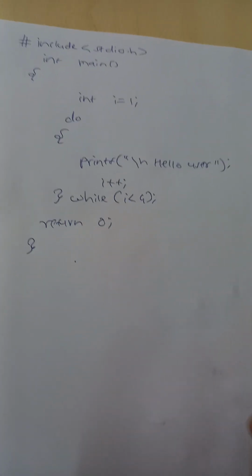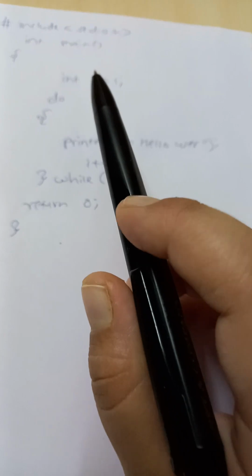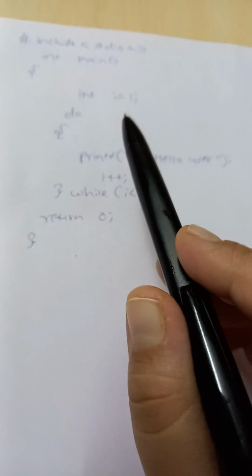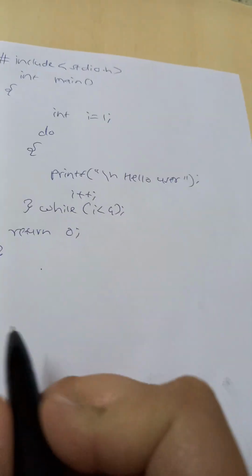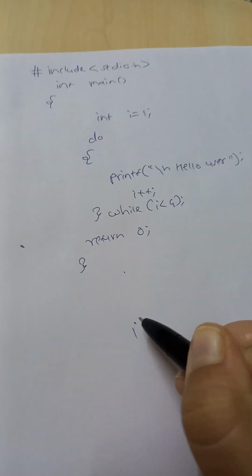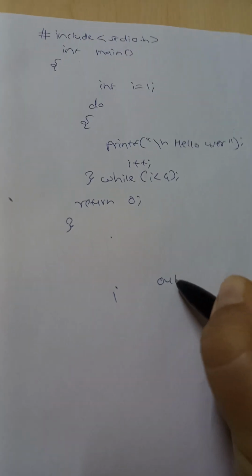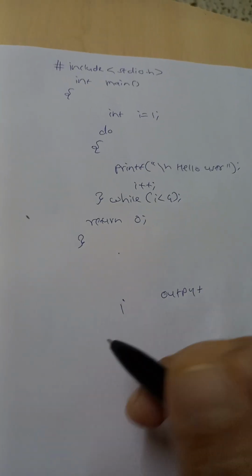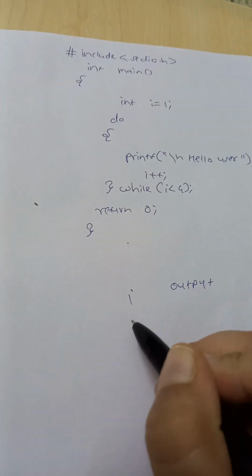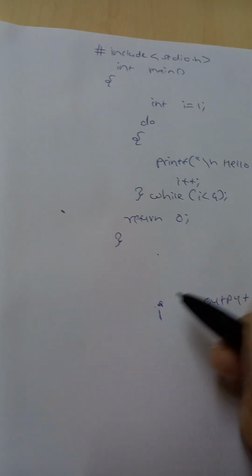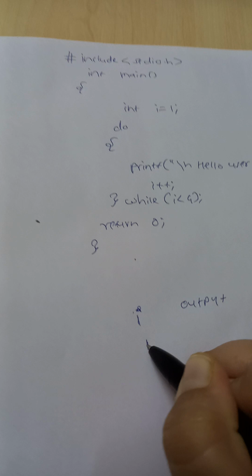Now to dry run the code, let's check how many variables are used in this program. The variable used is i, only one variable. So we write this i here, and we write the output here. Now i, having integer data type, is initialized to 1.